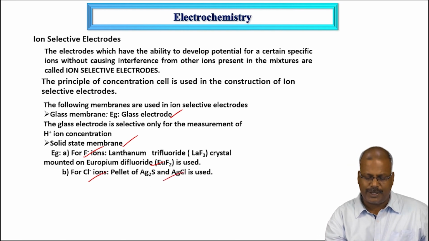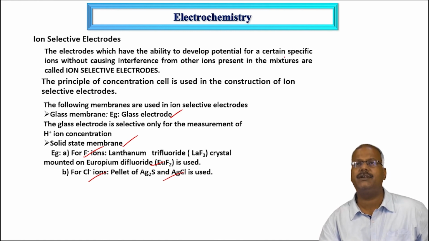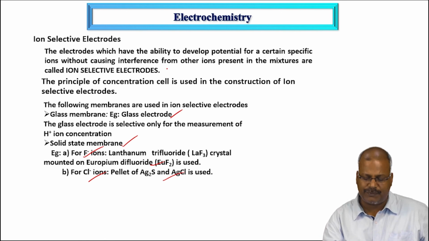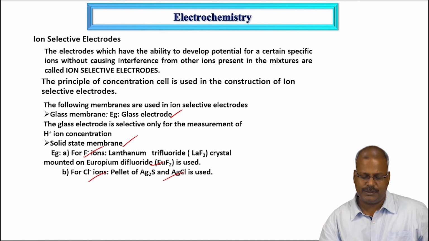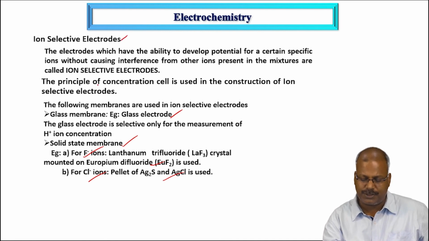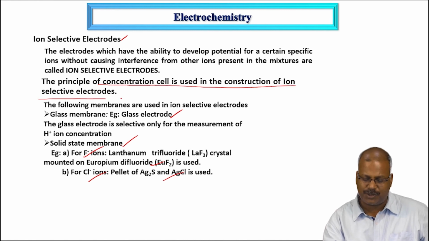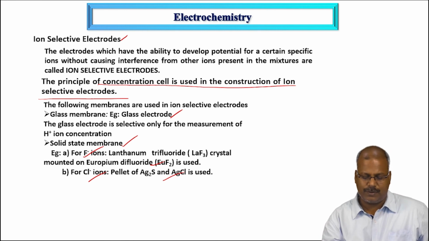In ion selective electrodes, the electrodes have the ability to develop potential for certain specific ions without causing interference from other ions present in the mixture. That is called an ion selective electrode. The principle of concentration cell is used in the construction of ion selective electrodes. We have seen what is meant by electrode concentration cell. So for this, a glass membrane is used.